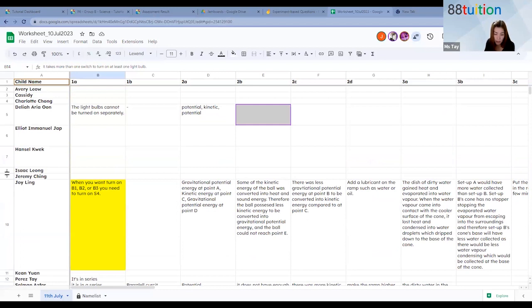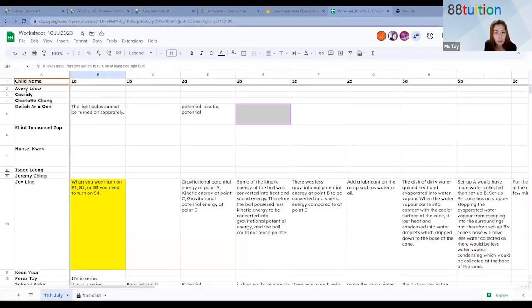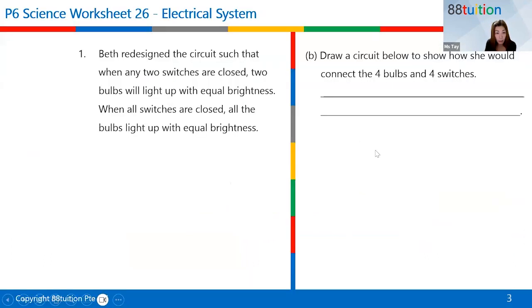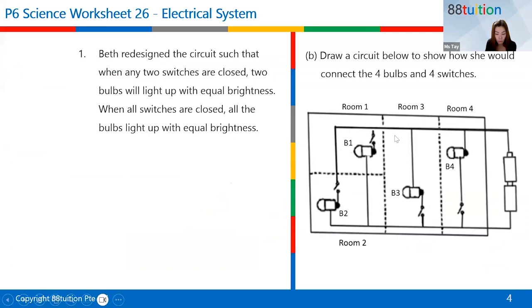And then after that, for 1B, you need to propose a certain arrangement. You need to draw a circuit to propose how she should be connecting the 4 bulbs and the 4 switches. I know you cannot draw it in the portal. Not possible. So when you look at this question, the way to draw it, can you see?